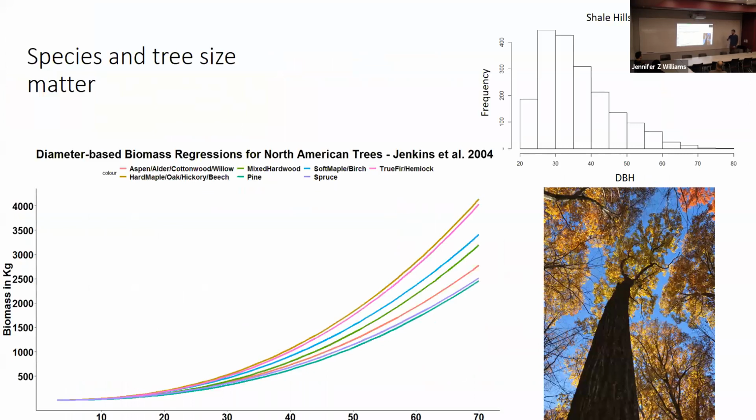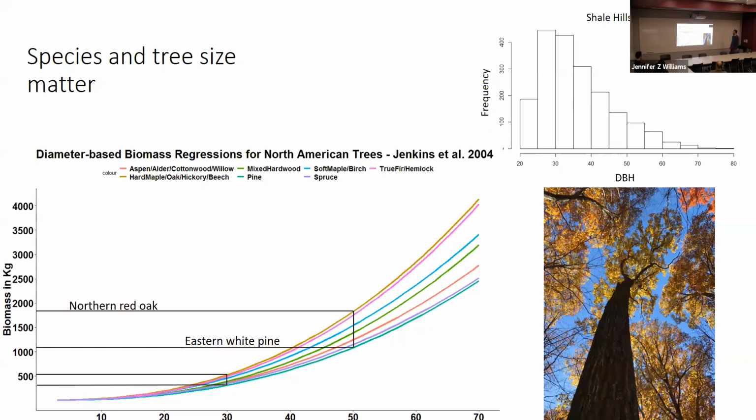So going back to Dave's question and how we get to above ground carbon, it's important to remember that species and tree size matters. This is a graphic of the equations that are used to predict biomass based on tree diameter, or DBH. If you measure a DBH, we use these equations to predict how much biomass is in an individual tree. And then we sum that across the landscape and accordingly apply the proportion of carbon in that biomass.